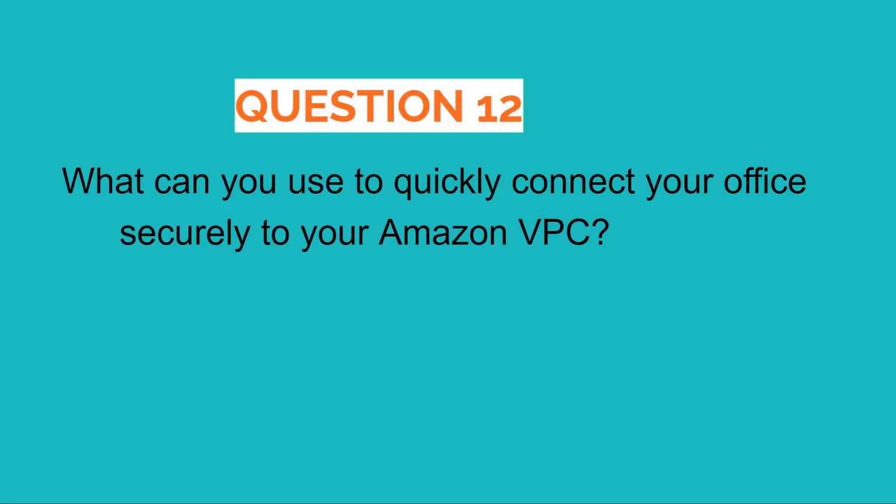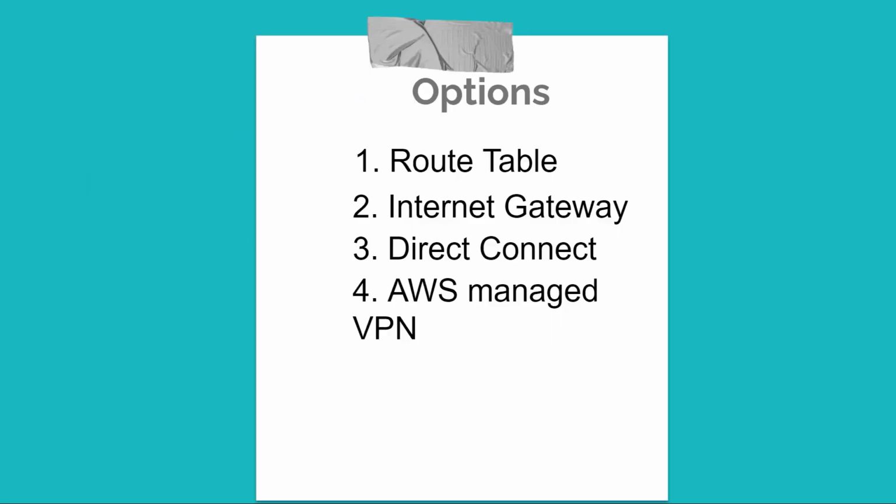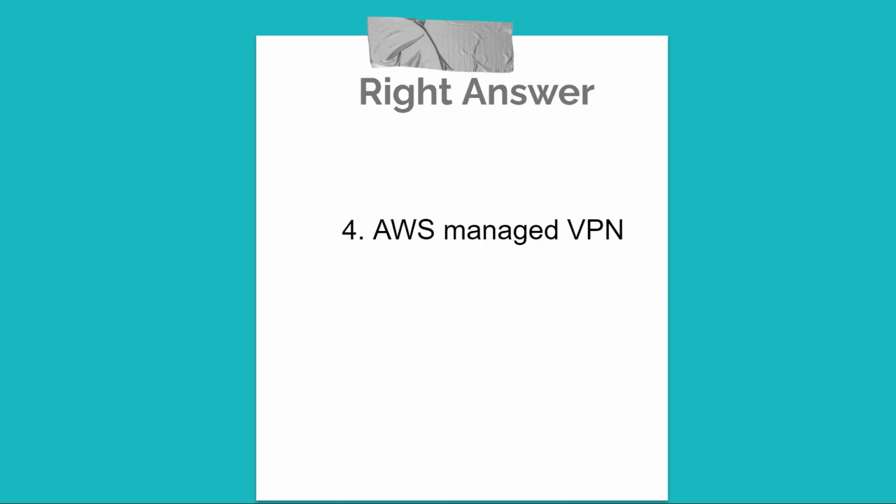Question 12. What can you use to quickly connect your office securely to your Amazon VPC? Option 1. Route Table. 2. Internet Gateway. 3. Direct Connect. 4. AWS Managed VPN. Right answer is 4.